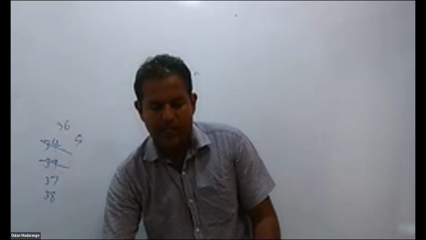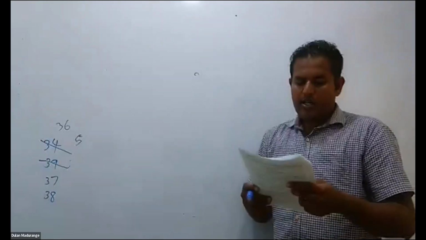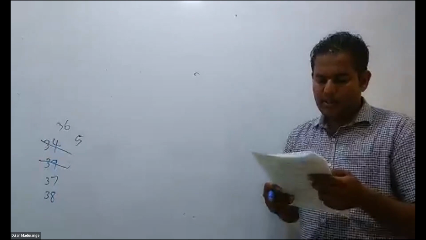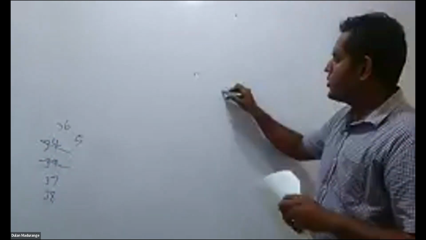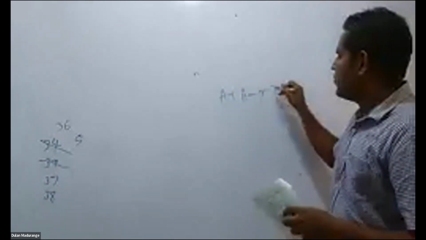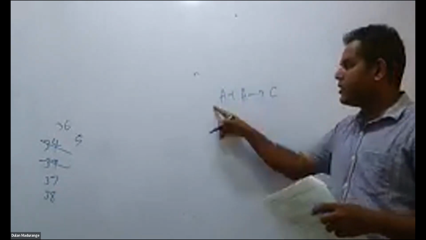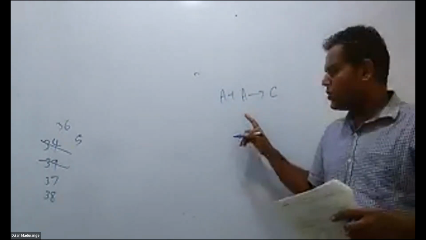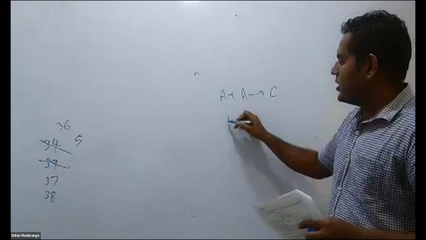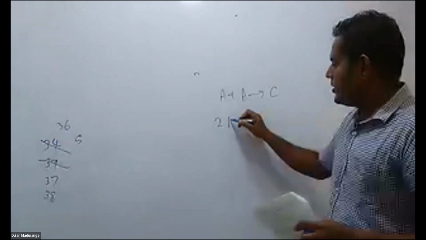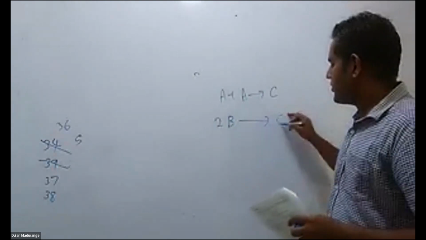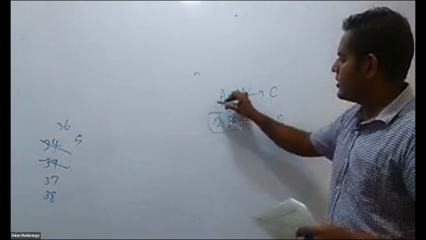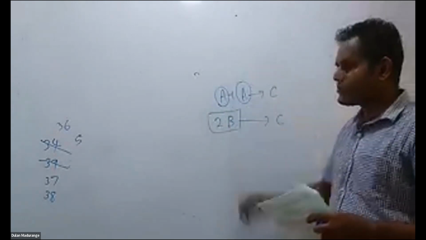Let's think a little. Elementary means single step, right? Bimolecular means it could be like this: A plus A forms C. Bimolecular means molecularity is 2, right? So again we can say 2B is converted into C. Bimolecular.